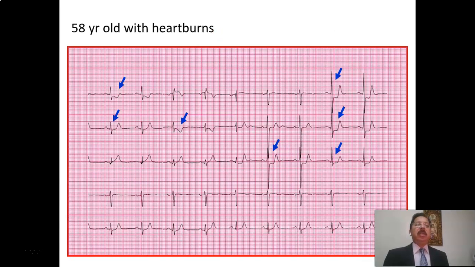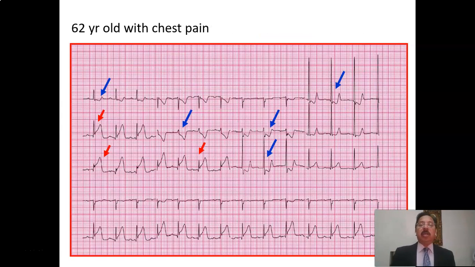So look at this ECG. It's a 58-year-old with heartburn. So it's a significant history. You see the age and symptoms, heartburn, and you see ST segment depression in I, aVL and the chest leads. So this is definitely your myocardial ischemia, anterolateral myocardial ischemia.